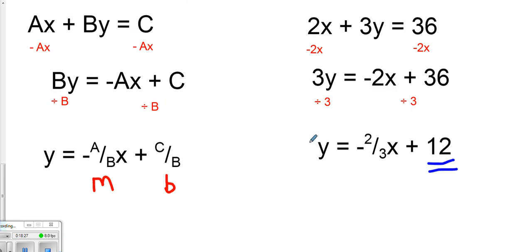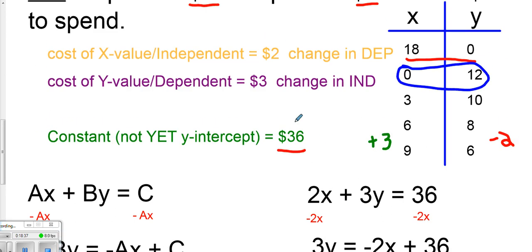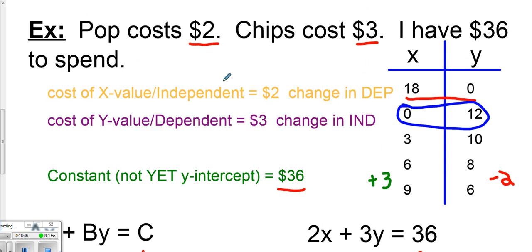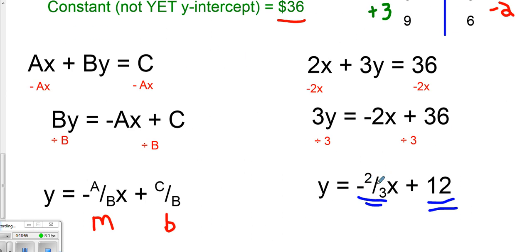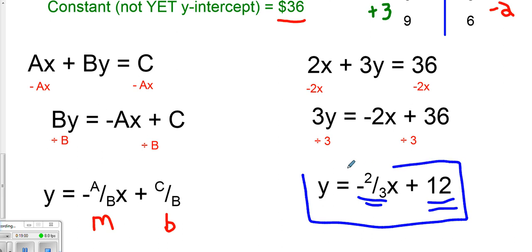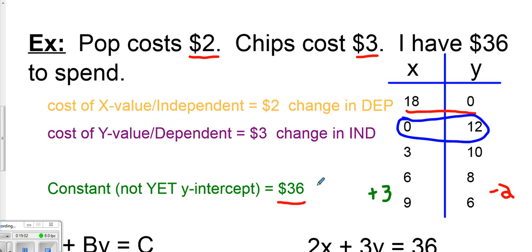Now over here, when we got y alone, we ended up with negative 2 divided by 3. Here is our slope, our m value. Now where does negative 2/3 come from? Because we're talking about change of the dependent variable, change of the independent variable, cost of x, cost of y. Where did all that come from? Well, look over here. Change in y, negative 2. Change in x, positive 3. Negative 2 over 3.